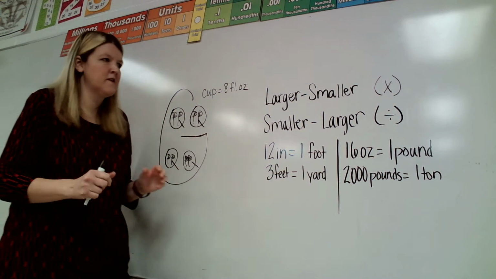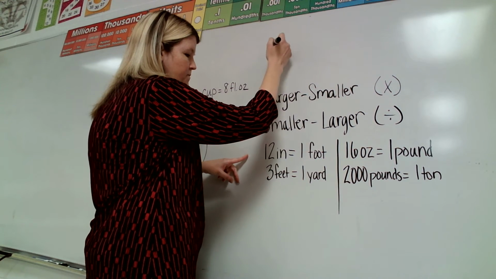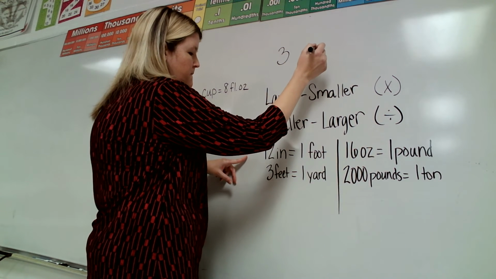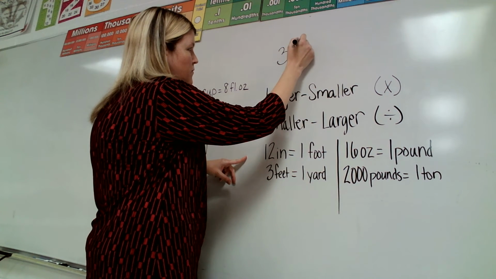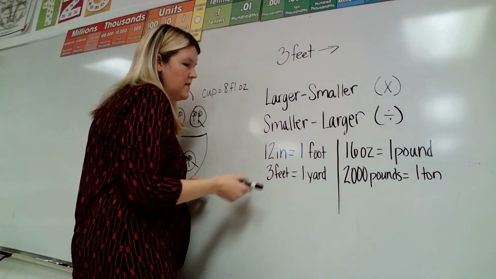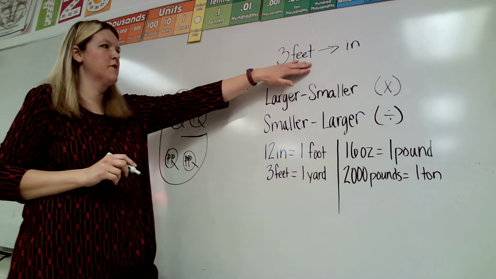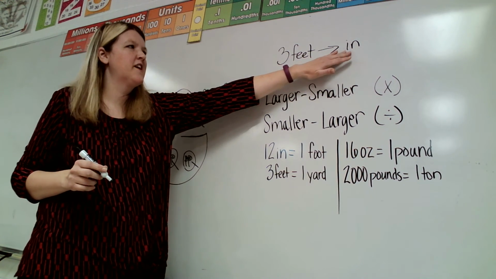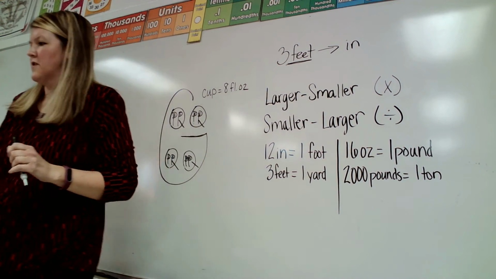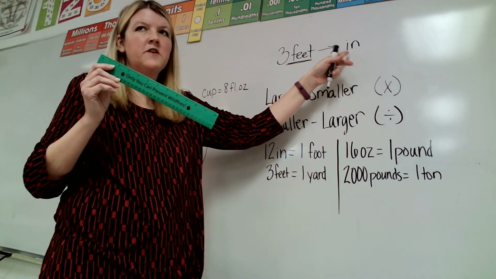So the first thing that I'm going to do is if I had, let's say I had, we're going to just go ahead and say 3 feet, and I want to change that to inches. And I actually said this one a while ago, but we'll see if you remember it. So if I had 3 feet and I'm wanting to change that to inches, I'm going from feet. So remember, that's 1 ruler. I'm going from this size, the ruler, to the smaller unit of inches.